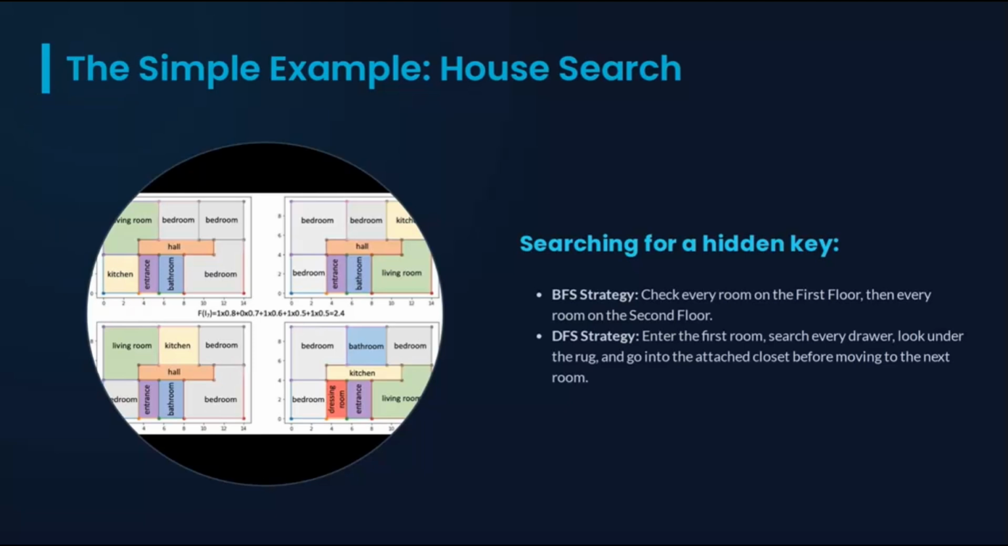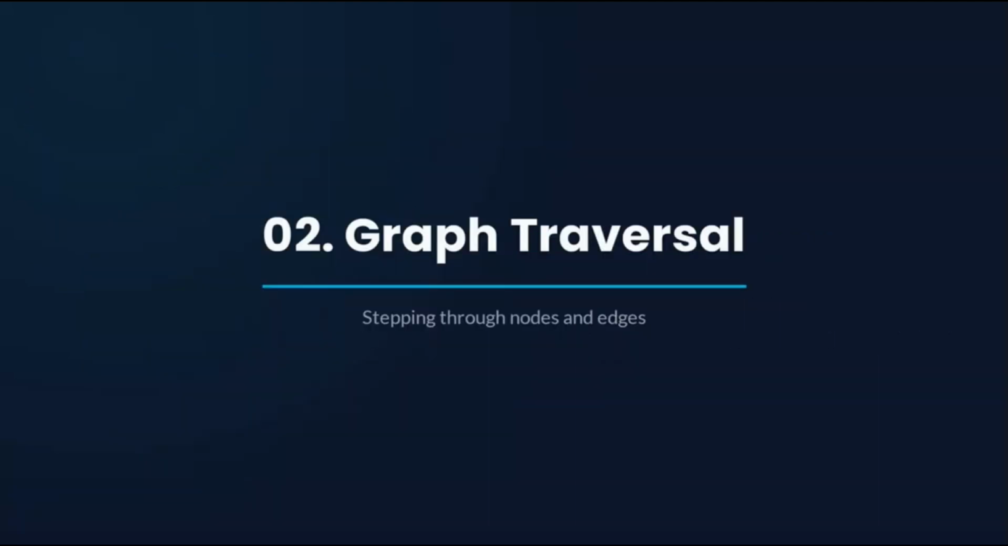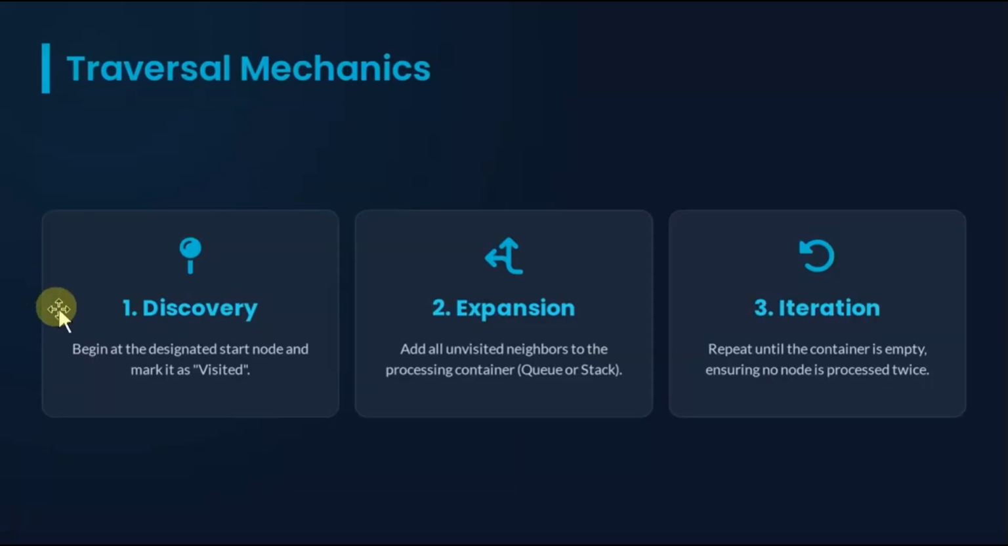Now, moving on to graph traversal. It has three methods. First is discovery, second is expansion, and third is iteration.